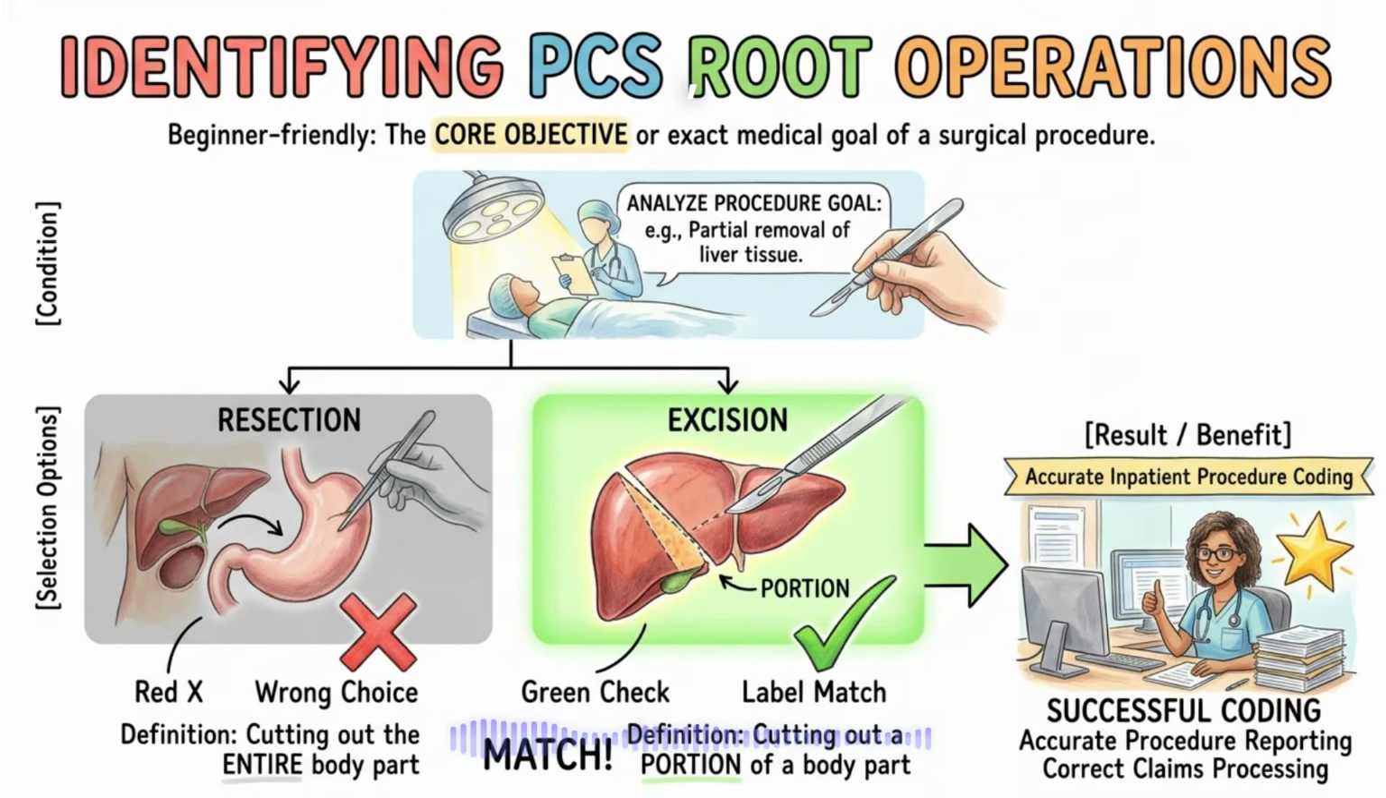An excision is cutting out a portion of a body part, while a resection is cutting out the entire body part. Knowing the precise definitions of these root operations is the absolute key to successful inpatient procedure coding.